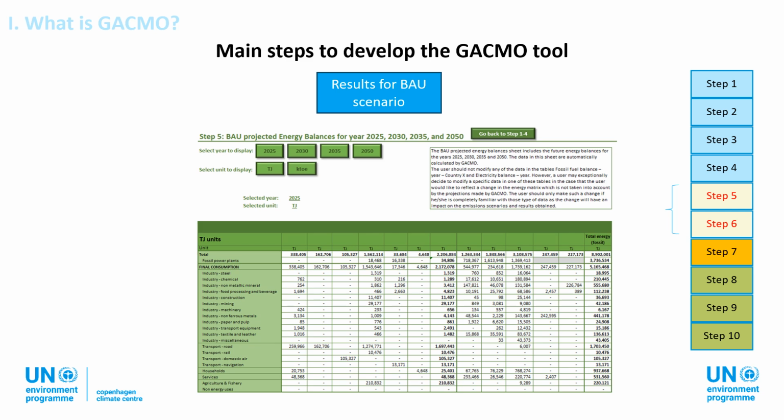Following steps 1 to 4, the user can view the results for the business as usual scenario in steps 5 and 6. No need to change any input data here because the GACMO tool estimates all the results for the BAU scenario automatically.